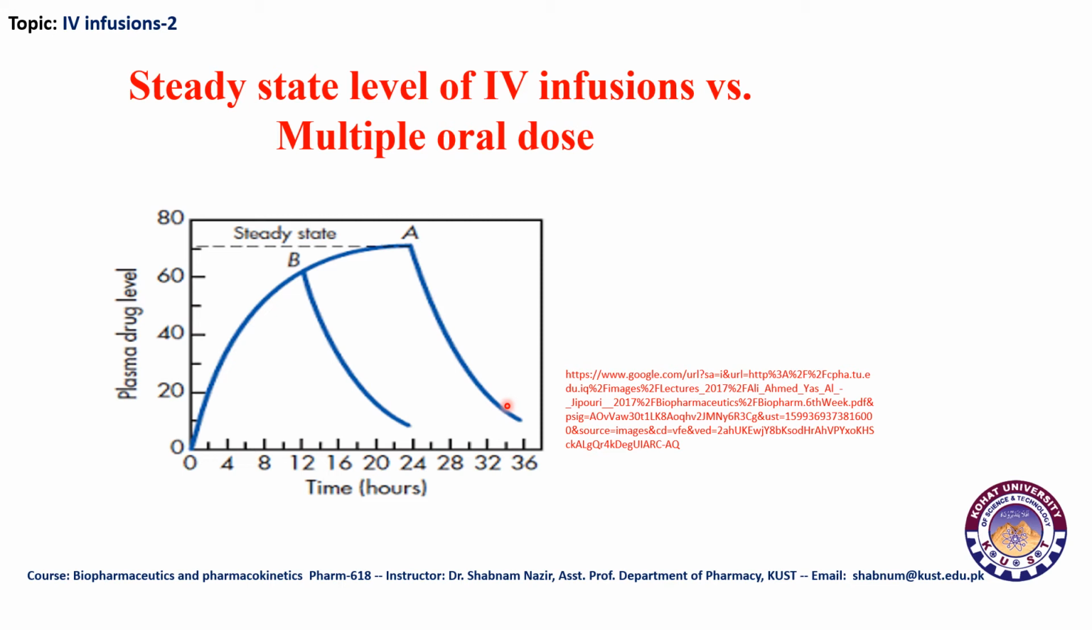So this is the main property of intravenous infusions, which is quite different from the steady state level achieved through a multiple oral dosage regimen. And it has its own significance. It is very controllable and manageable.